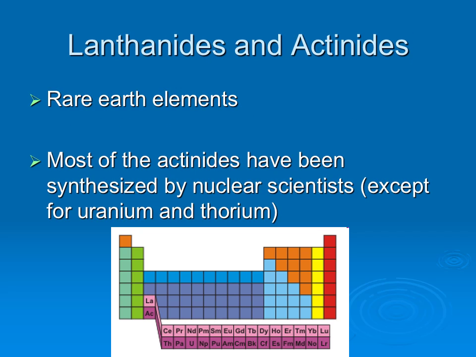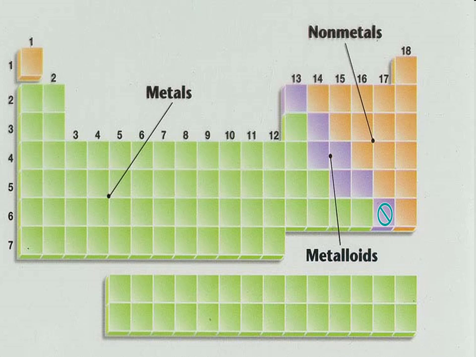All right, the lanthanides and the actinides. These are rare earth elements, and if you look down at the picture, these are the ones that are at the very bottom of the periodic table, and they're the same color as the two that are up there. Most of the actinides have been synthesized by nuclear scientists, except for uranium and thorium, and these were all not discovered until much later, which is why they are down below in the periodic table. Okay, there you go, and they are metals. They're down below because they were explored or discovered later.